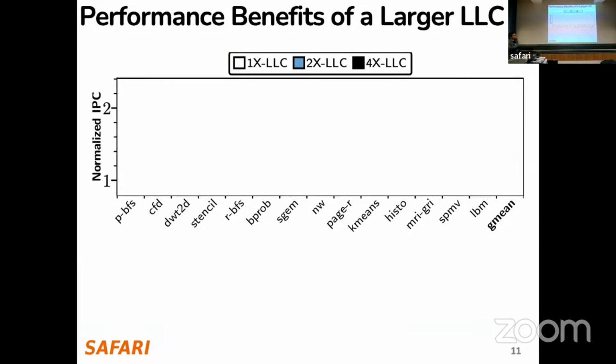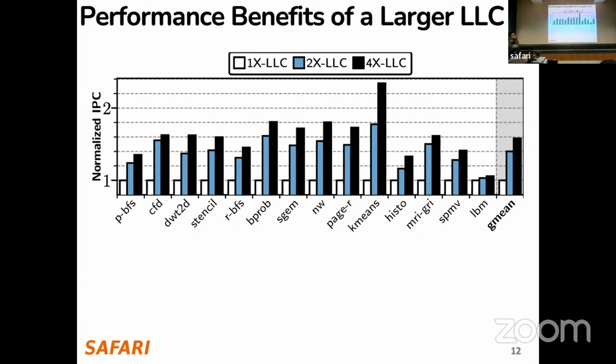So we took all our memory-bound applications and we looked at 3 configurations. So we took a GPU with a baseline amount of LLC. This is labeled 1x LLC up there. And then we plot, so we normalize to this throughput, basically, normalized IPC. And then we plot the performance of a twice increased LLC and a 4x increased LLC for these applications.